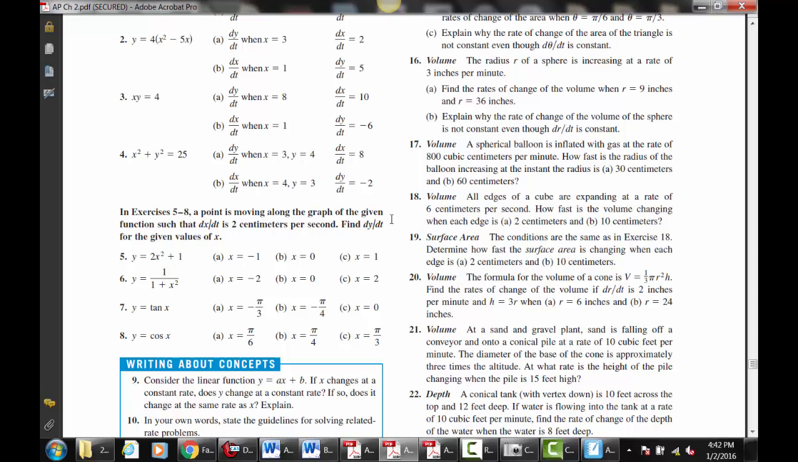The question is, how fast is it moving up or down, depending on whether the function is increasing or decreasing? How fast is the y changing for the given value of x? Okay? So you're given the rate dx/dt, you're asked to find the rate dy/dt, and yet again, they're giving you the equation that relates the x and the y. Okay, so here we go.